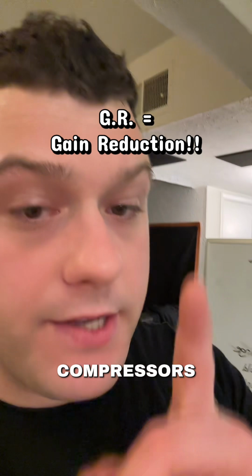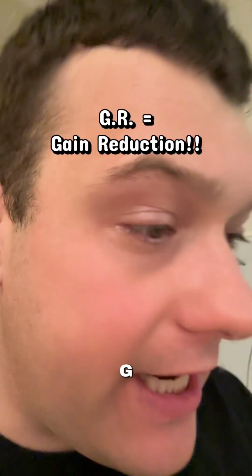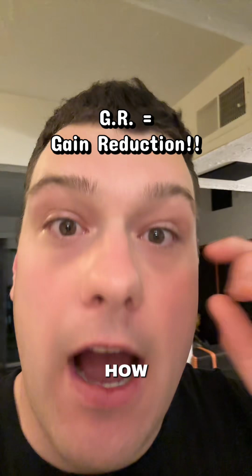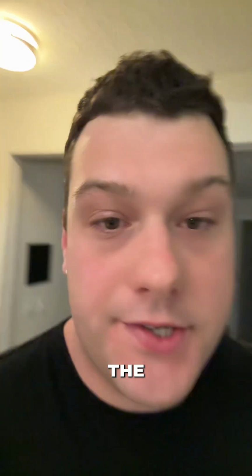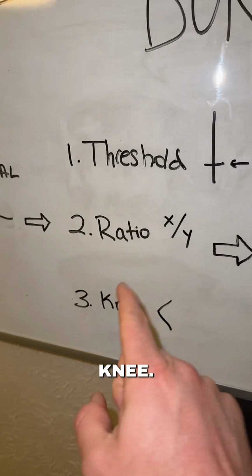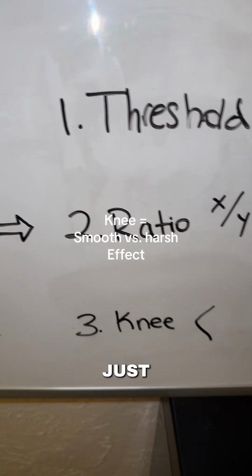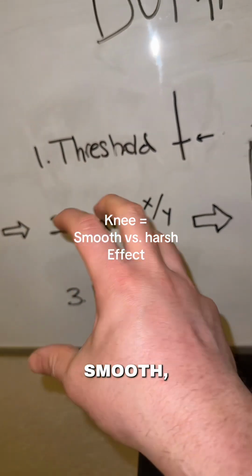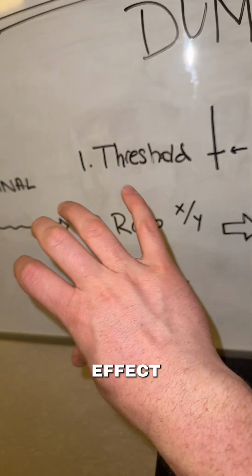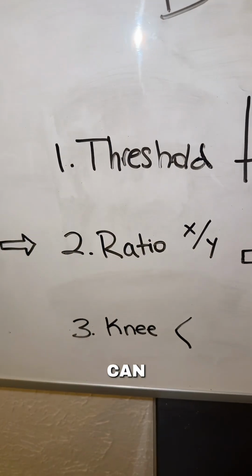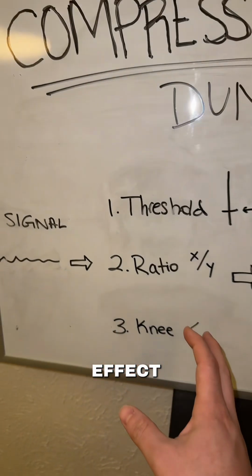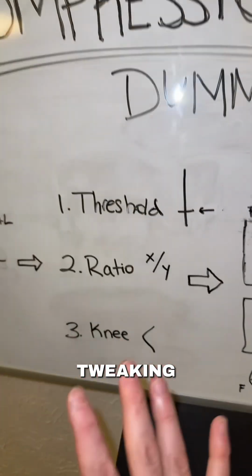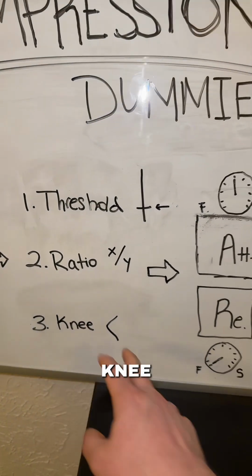Big reading for compressors is gain reduction, GR, and it works downwards. How much gain are you taking out of the signal at any one time? A knee, just think about it as roundness. This is just general. How smooth, how soft is that effect taking place? A knee can give you a more gradual effect to your compressor. It's more tweaking for me. Not all compressors have a knee feature.